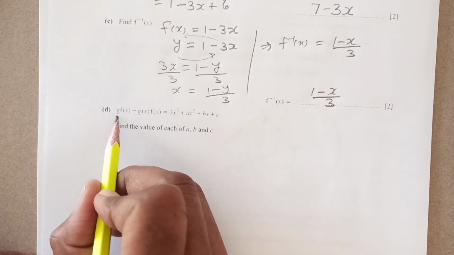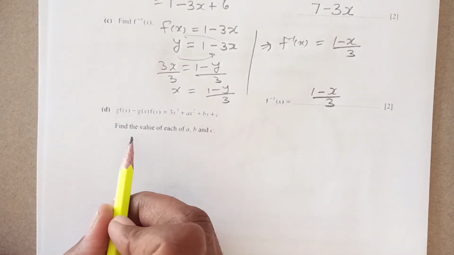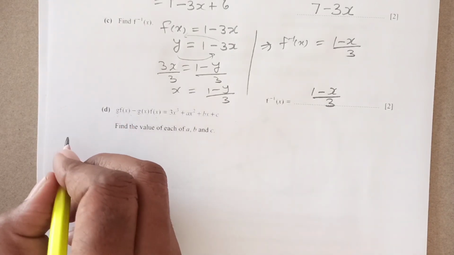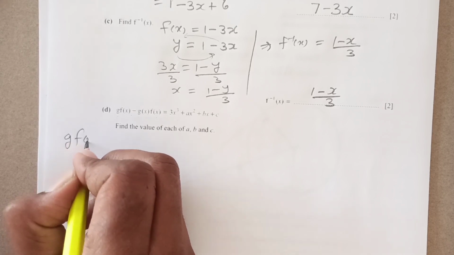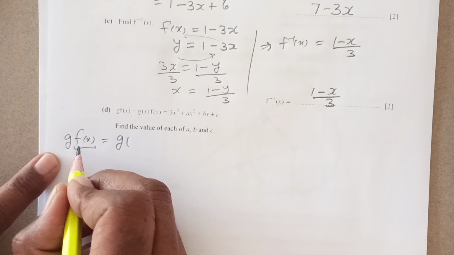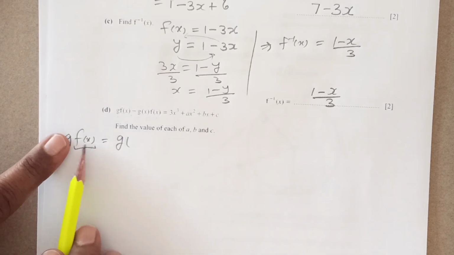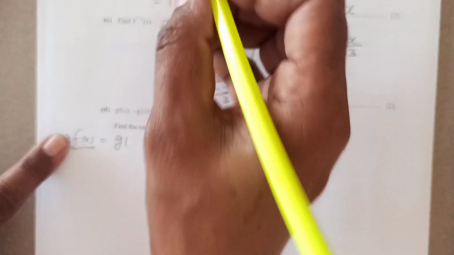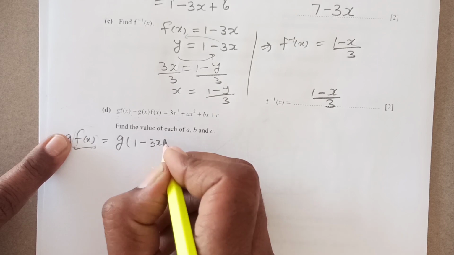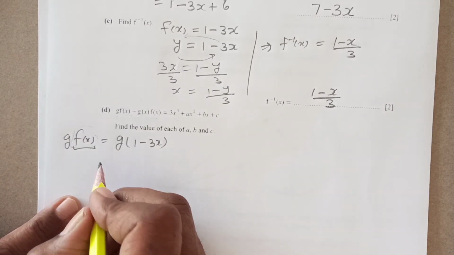Now g(f(x)) minus g(x) f(x) is equal to this, right? Find the value of a, b, c each. So I will do it one by one. G of f(x) means g and f(x). I will always work the functions starting from the right hand side. So f(x), what is f(x)? f(x) is 1 minus 3x, right? So now it became g of 1 minus 3x.